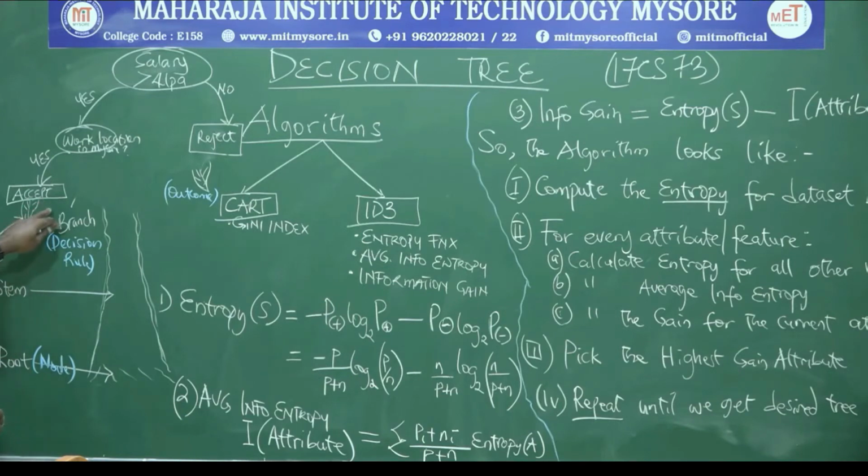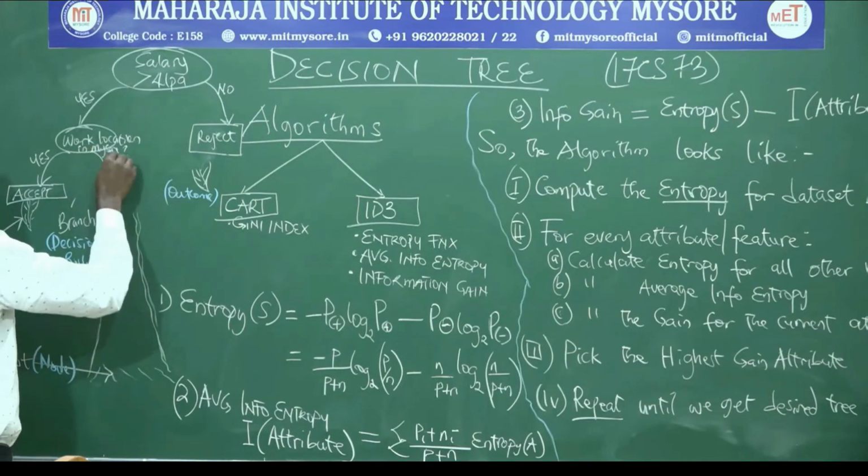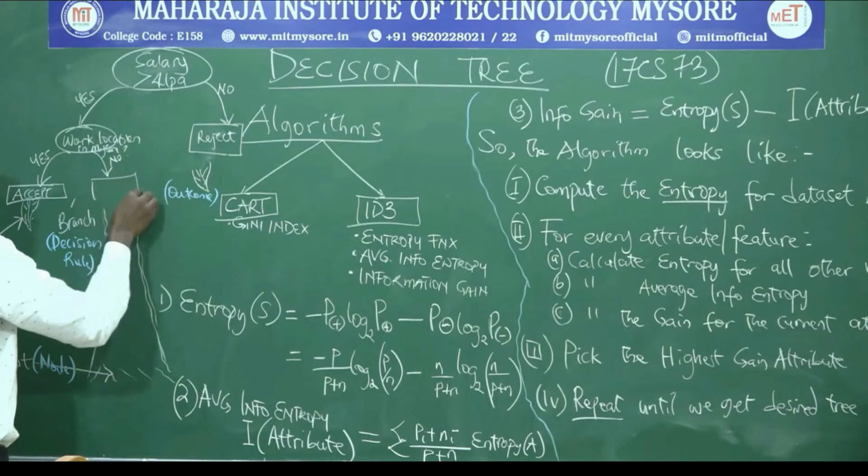So I've accepted the offer. Now this is again a pure leaf node, so I don't need any further division, right? Otherwise I will stop here, okay? Otherwise I will reject the offer. What I will do, I will reject.